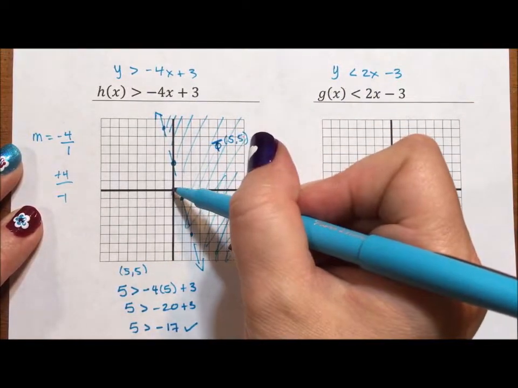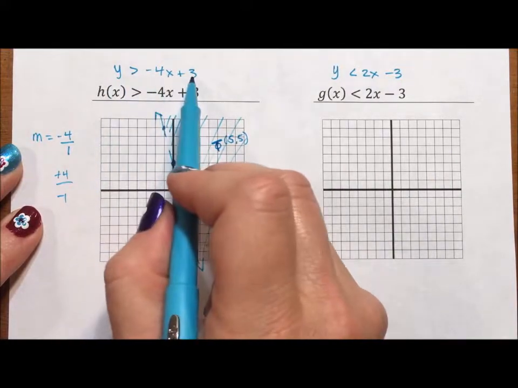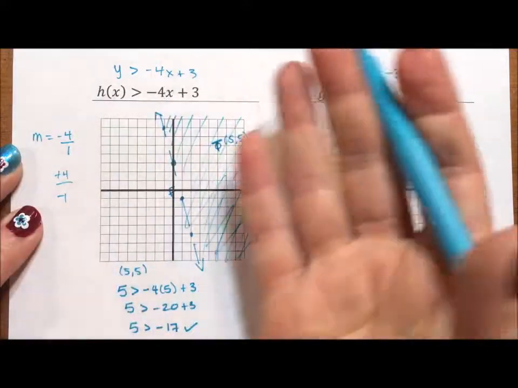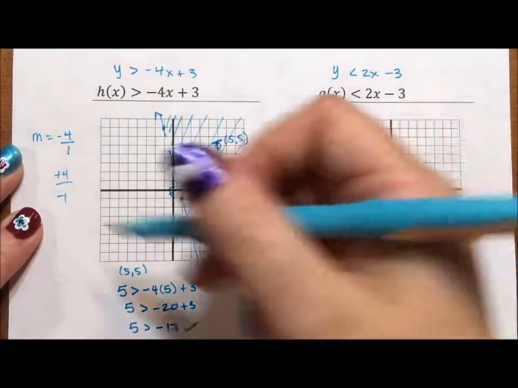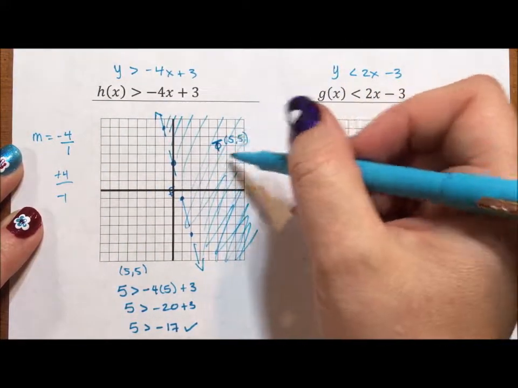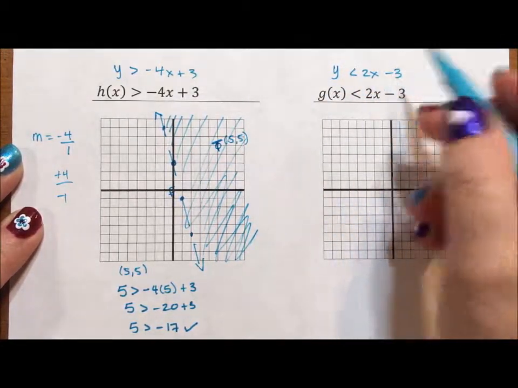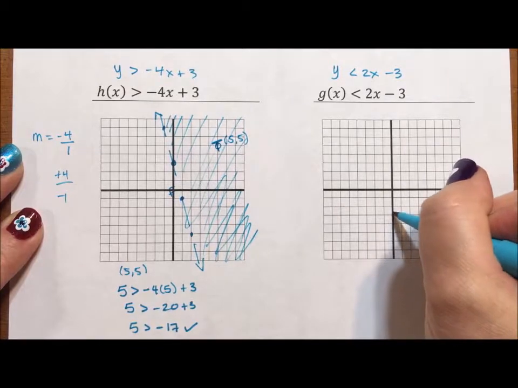You could test 0, 0. Is 0 greater than 3? No. The origin is false, which means you shade on the other side. So you could test any of the points you wanted, but if you feel confident with 1 point, that's all you have to test. Okay, in this case, my y-intercept is negative 3.